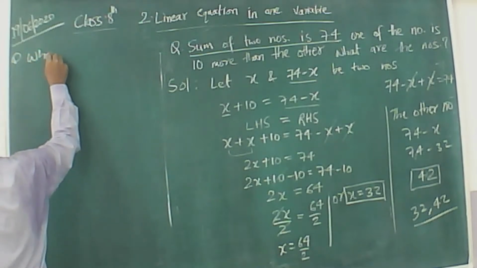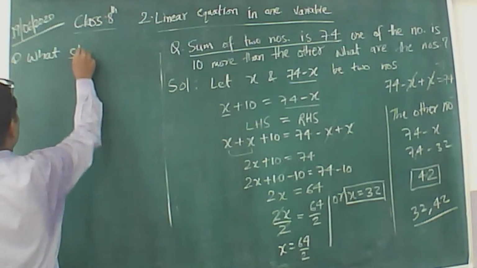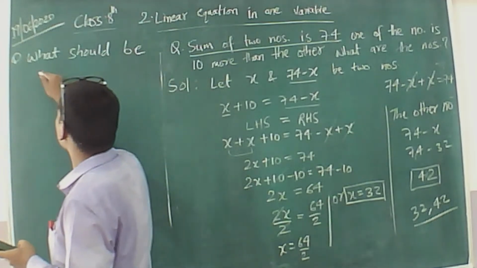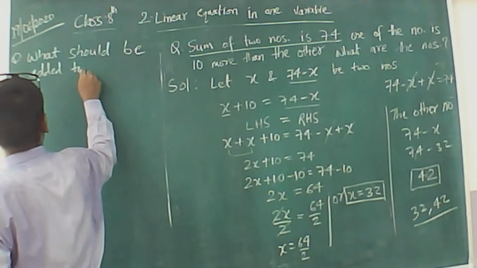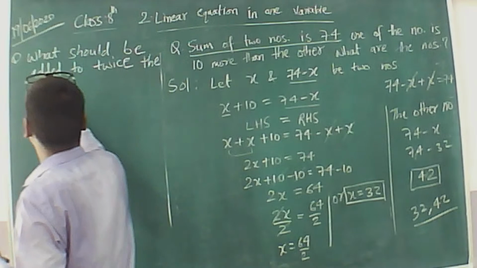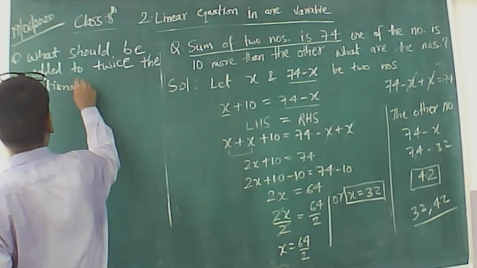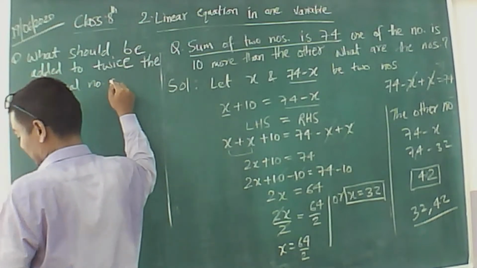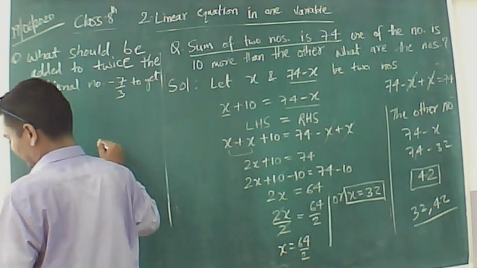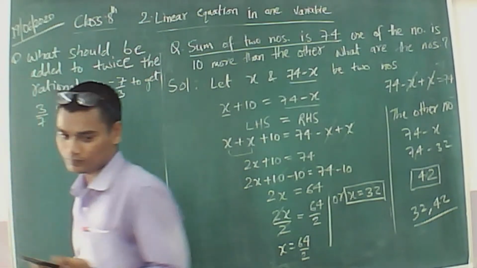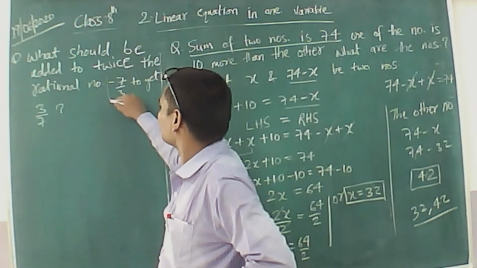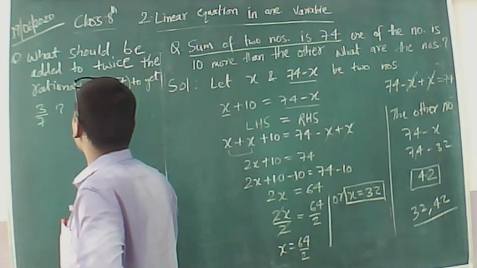What should be added to twice the rational number minus 7 by 3 to get 3 by 7? So twice the rational number minus 7 by 3, what should be added to get 3 by 7?